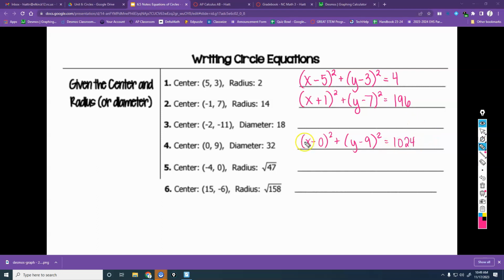You may see this sometimes written this way. They may just do x squared plus y minus 9 squared equals 1024. Because when you have the 0 there, you don't have to really write that 0. But it's perfectly okay to put 0 there. It's just on multiple choice, it's probably not going to be there.